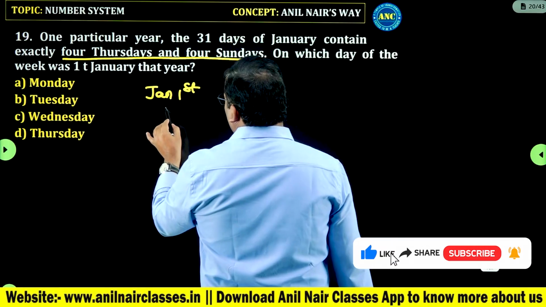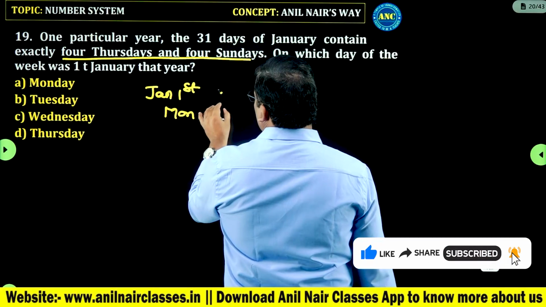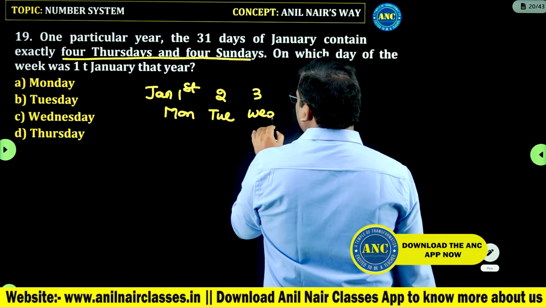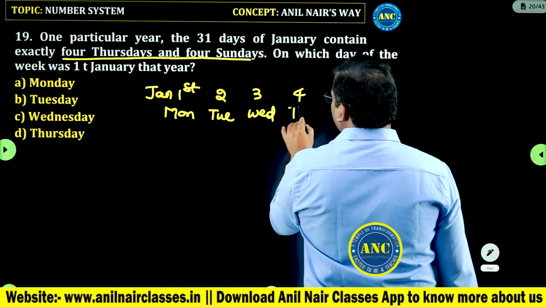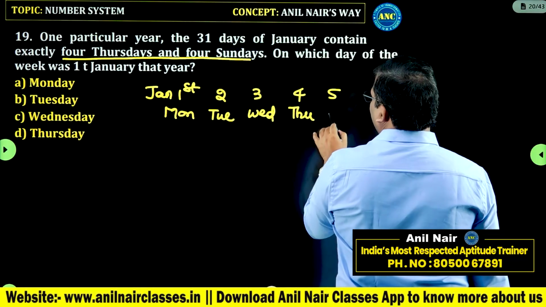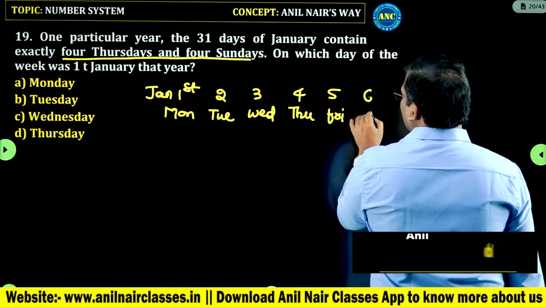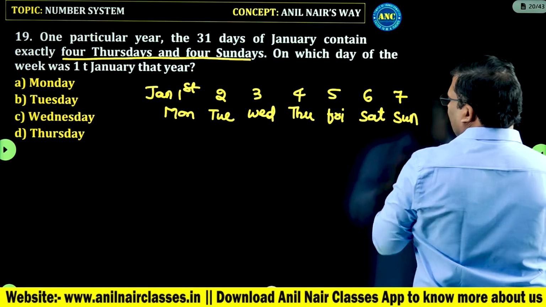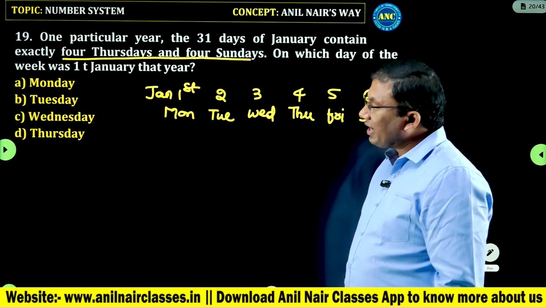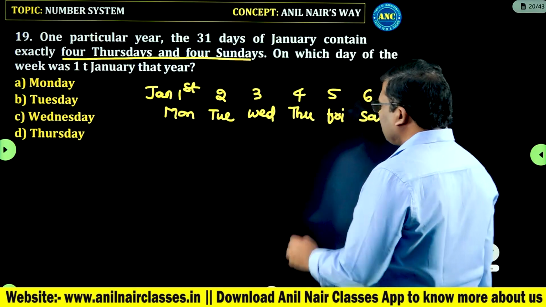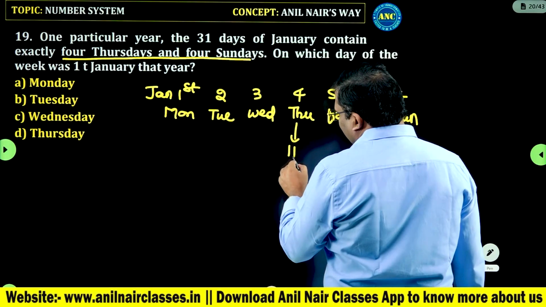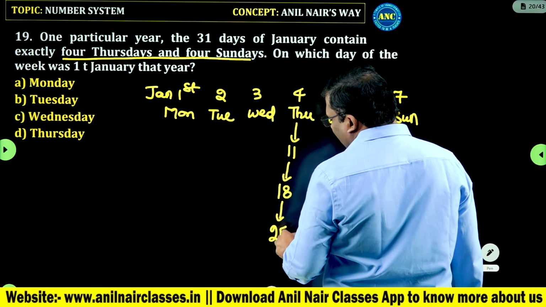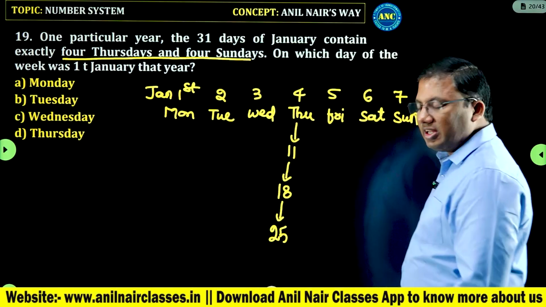First option, if January 1st is Monday, the second will be Tuesday, third will be Wednesday, fourth will be Thursday, fifth will be Friday, sixth will be Saturday, seventh will be Sunday. Exactly how many Thursdays are there? 4 Thursdays. Let us see. If the 4th is Thursday, the 11th will be Thursday, the 18th, the 25th. 1, 2, 3, 4. 4 Thursdays I got.